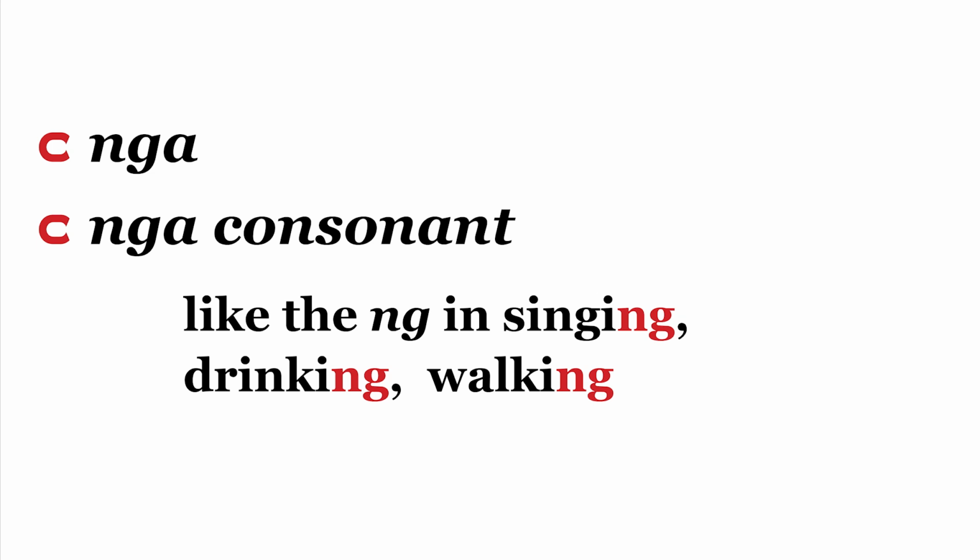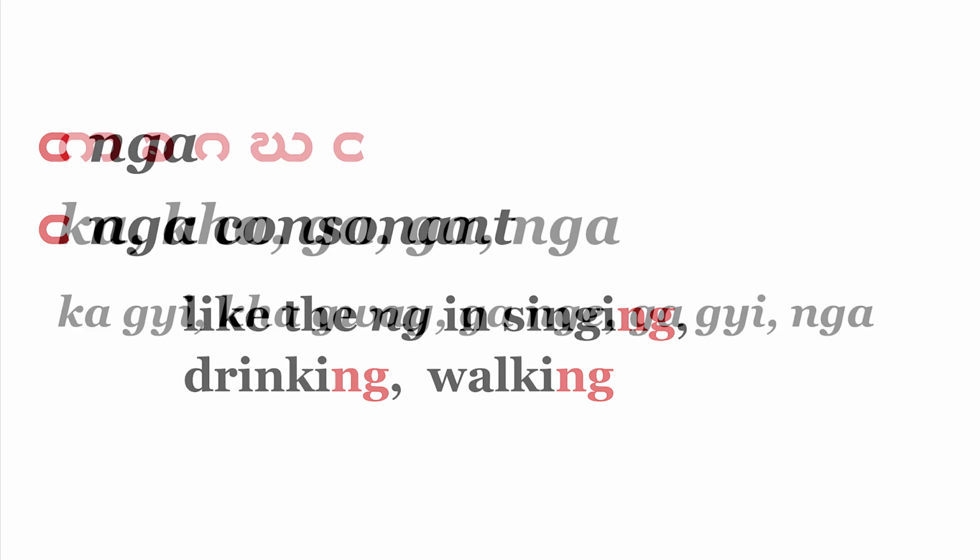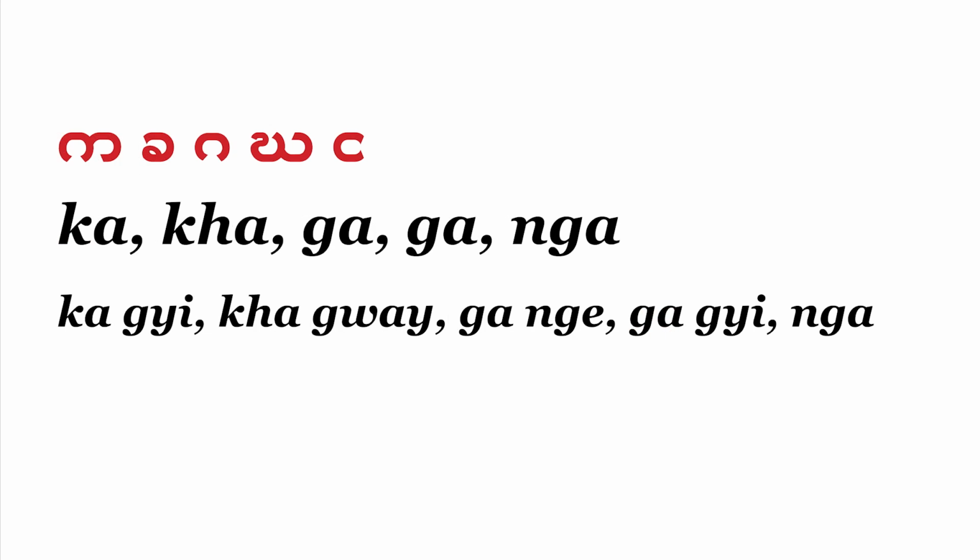Now, if I were to line these 5 letters up together and read them all, it'll be ga, ka, ga, ga, nga. Calling them by their formal names, it's gaji, kagwe, gange, gaji, nga. The great ga, the curly ka, the junior ga, the senior ga, and nga. Ga, ka, ga, ga, nga.